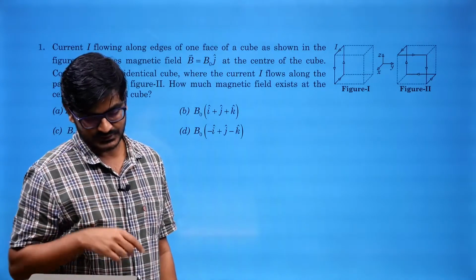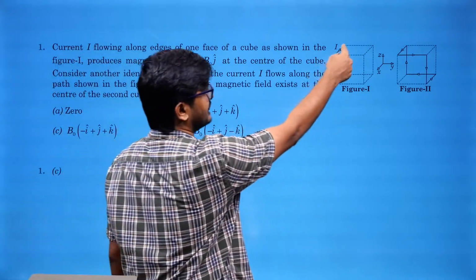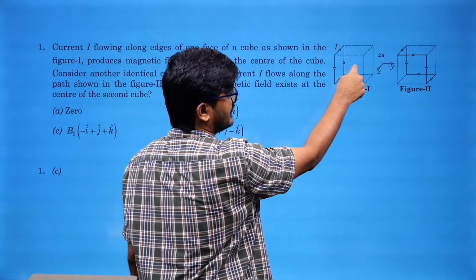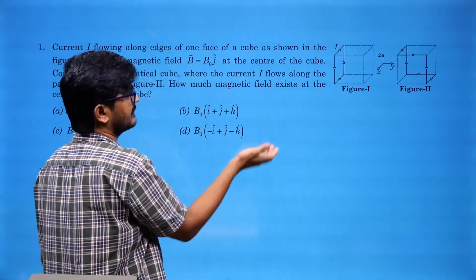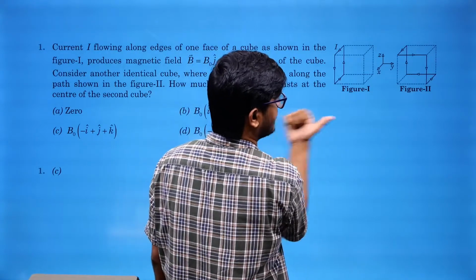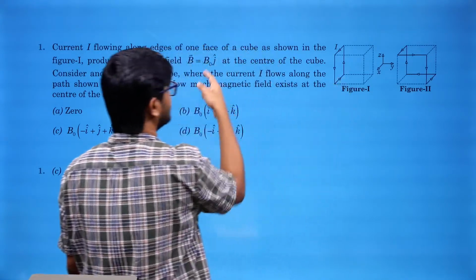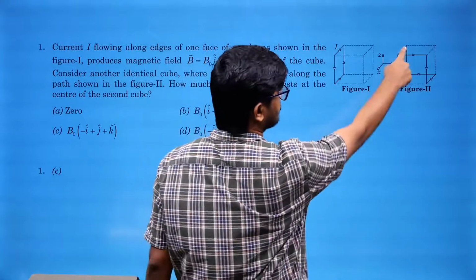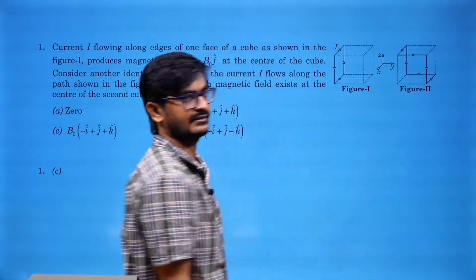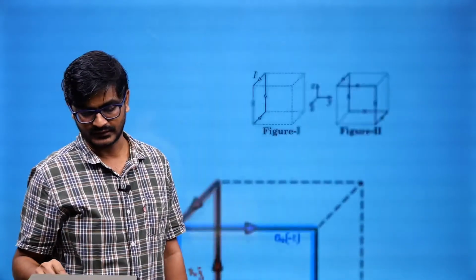Now there is another question. The question says that if there is a current carrying loop like this and the magnetic field at the center is B naught J cap. Now the direction you can get by symmetry, but what about the magnitude? They said it is B naught J cap. Now because of this current carrying closed loop, what will be the magnetic field? That's what they are going to ask. So what are we going to do?